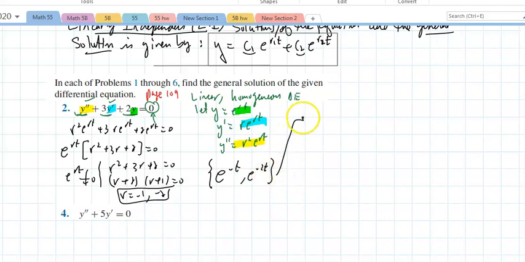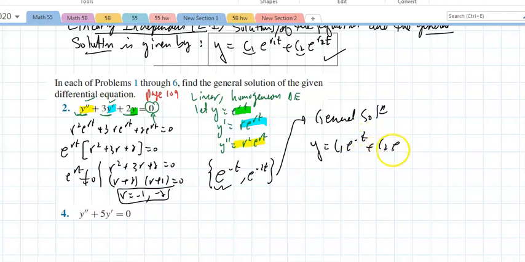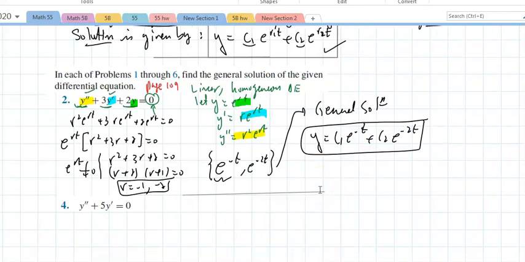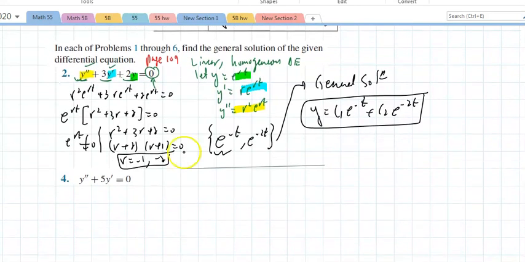And the general solution, according to this theorem, is y equals some c1 times e to the negative t plus c2 e to the negative 2t. And it doesn't matter where c1 or c2 go. You could swap those if you want. If they gave us initial conditions, we find c1, c2. If not, we're done. The first batch of problems, 1 through 6, they say just do that. Again, I noticed that this is a linear.